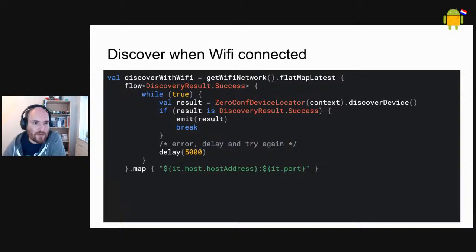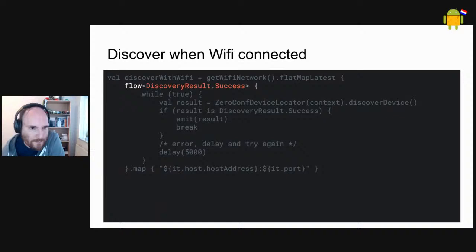With this Wi-Fi network, we can then say, well, if we have that network, we just flat map latest, which means just on this latest value, we start something else. I don't really use the result from the Wi-Fi network, but you can see that now in this block, I can use my code that I had before for locating the device just as normal code. It's not necessarily a flow. It becomes a flow because I wrap it in this flow builder.